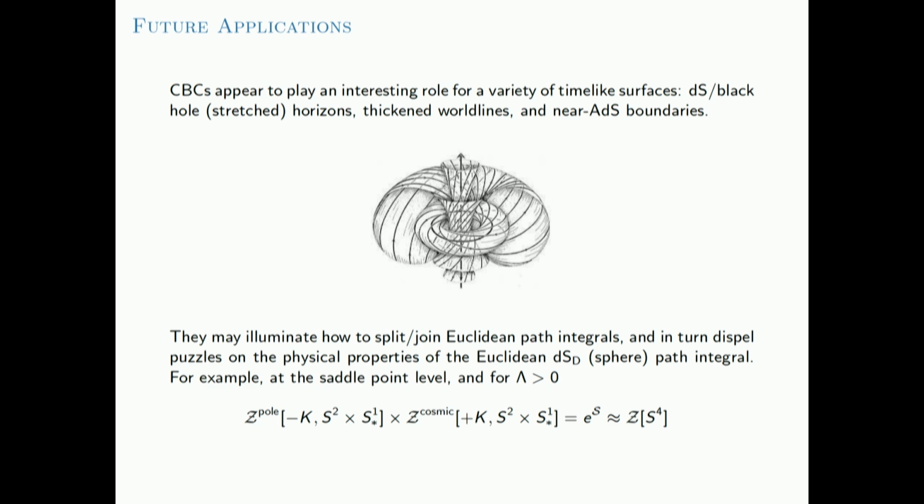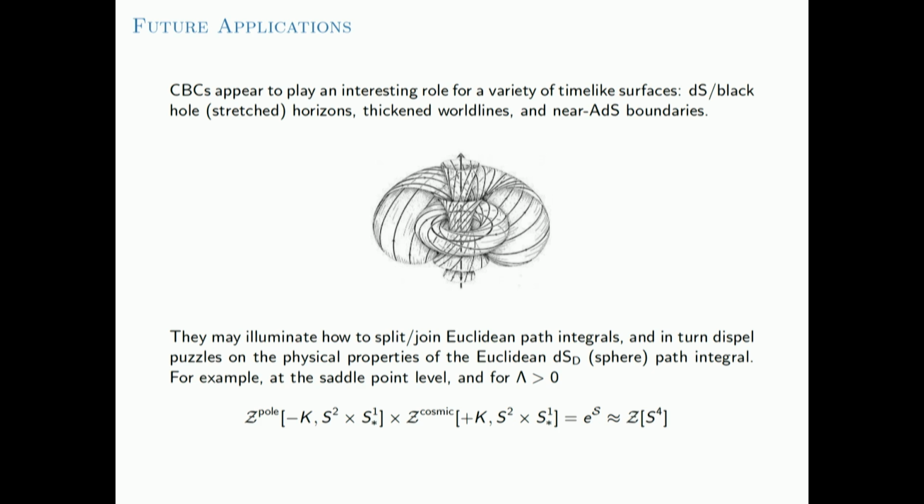However, being a sphere, it's rather featureless and esoteric. And one idea was perhaps if one excises a feature in this sphere and adds some extraneous data to it, it would be easier to understand. And so perhaps then these boundaries may help us split and join Euclidean path integrals in a more consistent way and dispel some of the puzzles, or illuminate at least the physical properties of this esoteric sphere path integral.